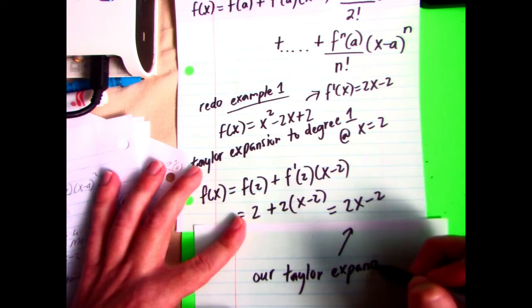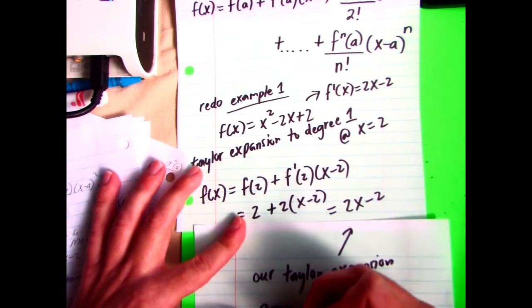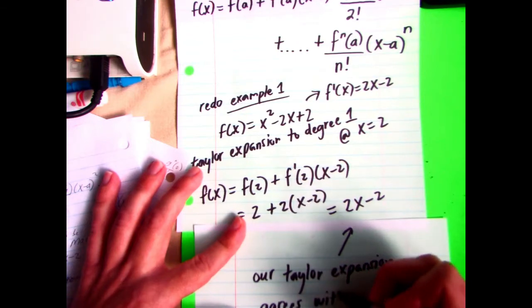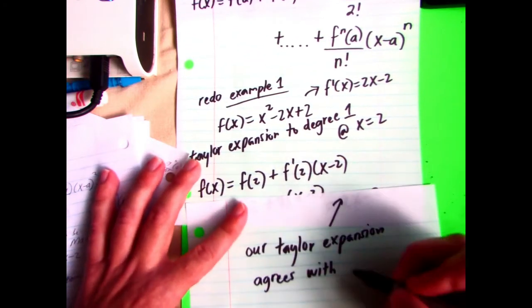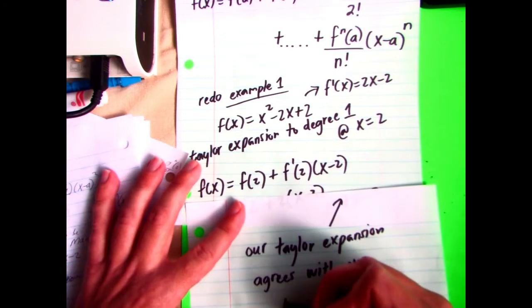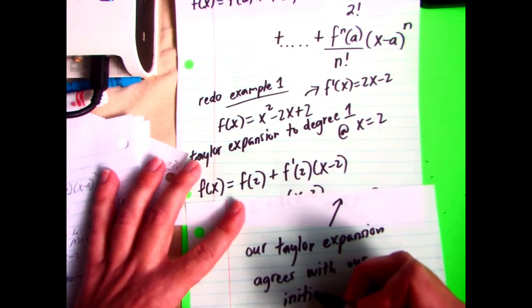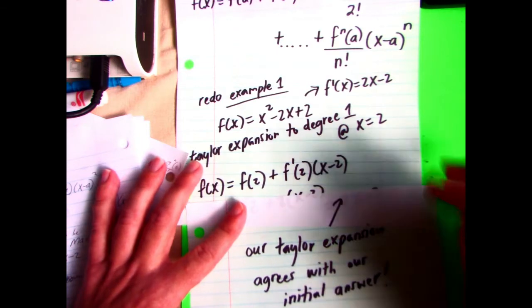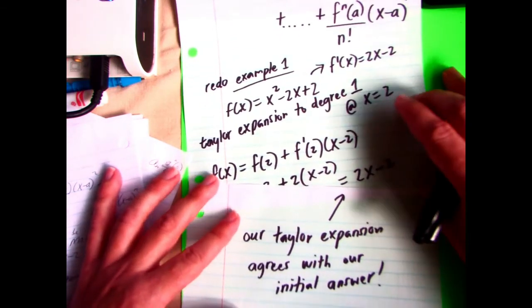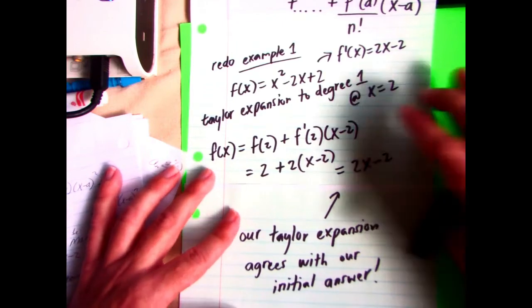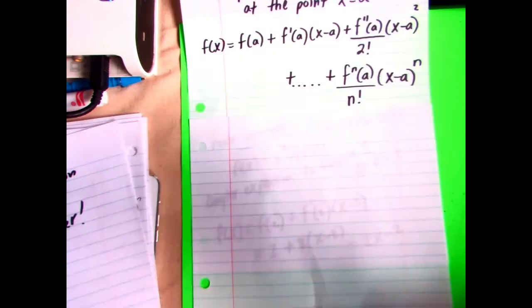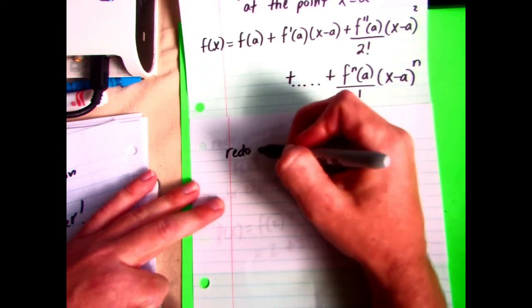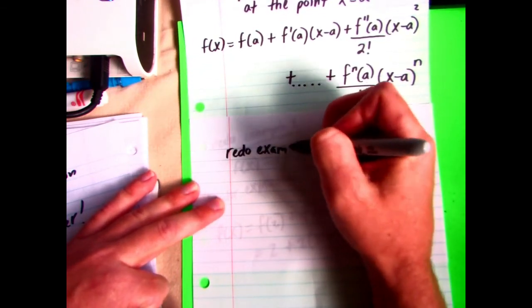So hopefully you can begin to see what these Taylor polynomials are going to be used for. We're going to try to make approximations centered around that point of tangency. The higher the degree, the better the approximation is going to be. So that being said, let's go back and redo that same problem we just did.